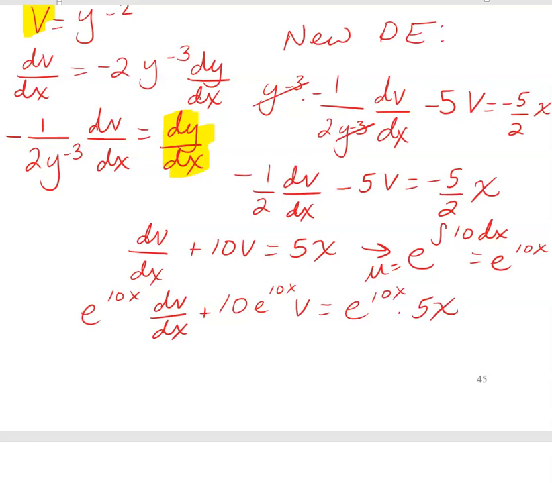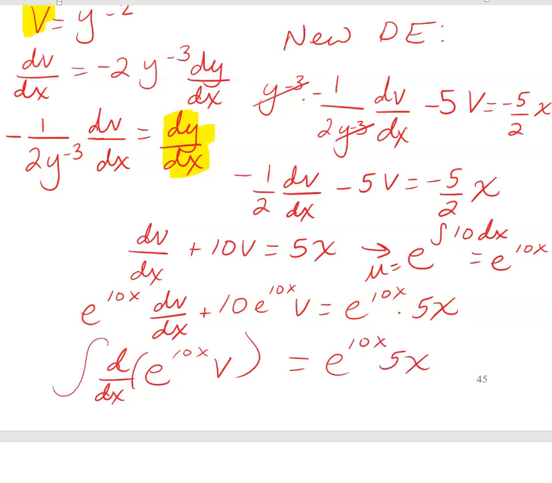And then, of course, this left side, as usual, is the expanded product rule: the derivative of v and e to the 10x, right? The derivative of e to the 10x would be 10e to the 10x. So this is the derivative of e to the 10x times v, and that's equal to e to the 10x times 5x.